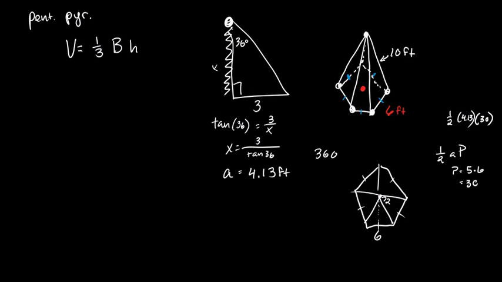Alright, so now I can go ahead and plug that back in, 4.13, and find the area of my base. This is the area of my base. So 0.5 times 4.13 times 30, and that should come out nice and evenly to 61.95 feet squared. Okay, we're a little bit of the way there. Majority, I would say. 61.95 feet squared. And now I need to find my height.